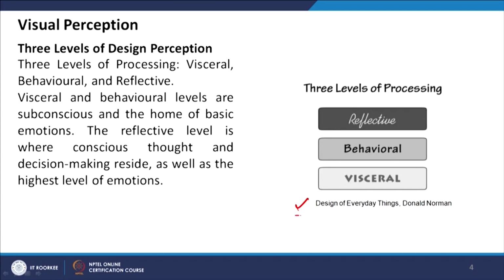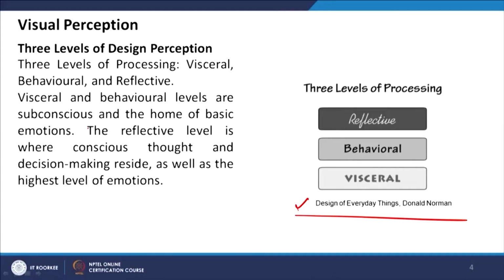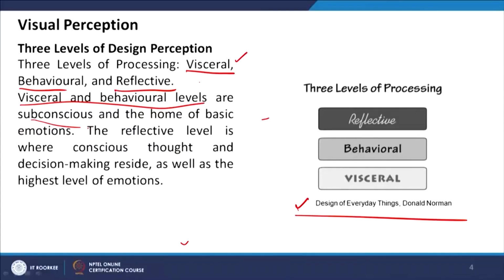So Donald Norman tells that there are 3 levels of perception. Users perceive the design in 3 different levels. These 3 different levels are visceral, behavioral and reflective. The visceral and behavioral levels are the subconscious levels, which in most cases are common for different user groups. When you are creating different personas, these 2 levels, visceral and behavioral, might not vary for different personas and might not vary for different users.